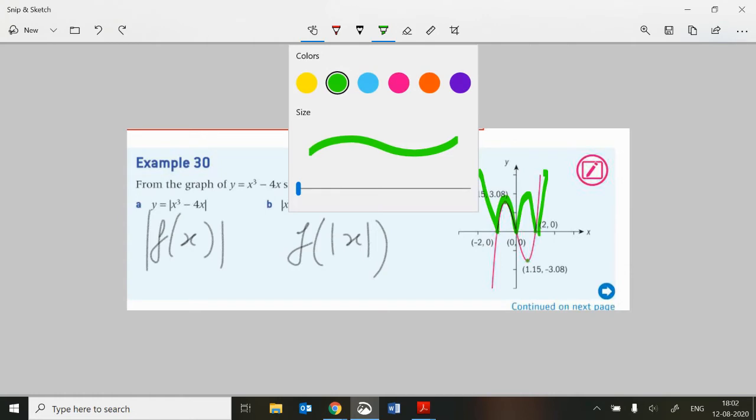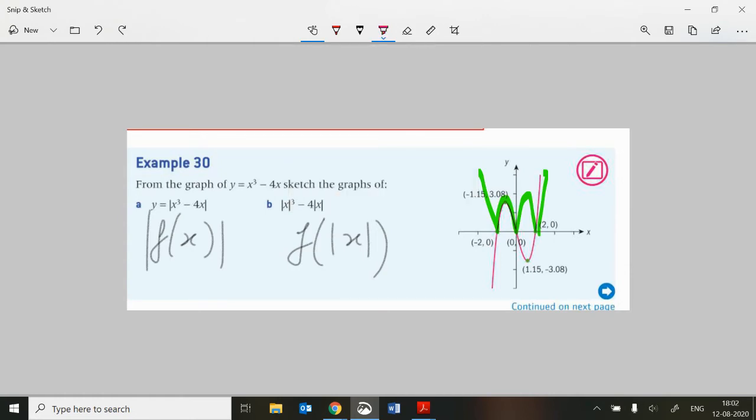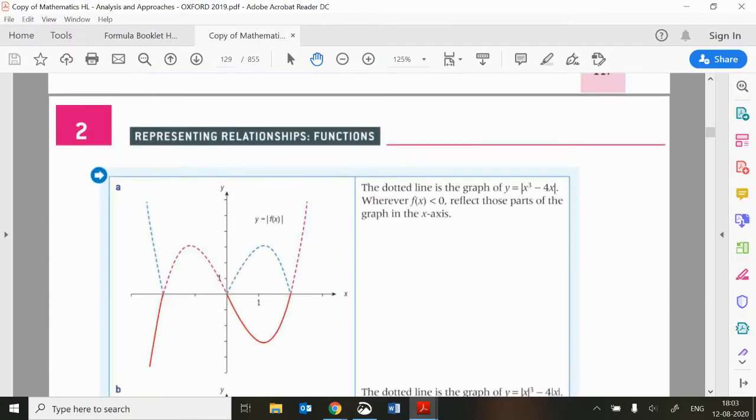And for the second one, let's do this in magenta. And the second one, everything on the left-hand side is going to get wiped out and replaced with a copy of what's on the right-hand side. So this thing is on the right-hand side. So that's the completion of this one here. Hopefully that one's pretty clear. Everything on the left-hand side gets wiped out and it gets replaced by a copy of what's on the right-hand side of this graph. Well, that's that done.